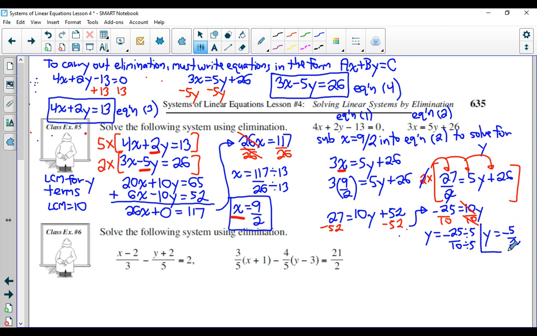Okay, so the solution to this system is these lines would intersect at a point with coordinates of x is 9 over 2 and y is negative 5 over 2.